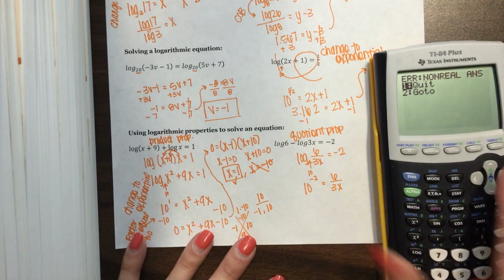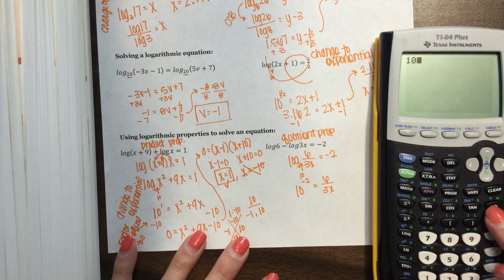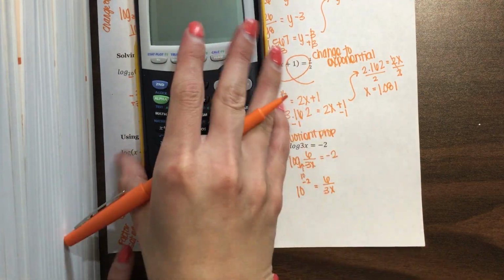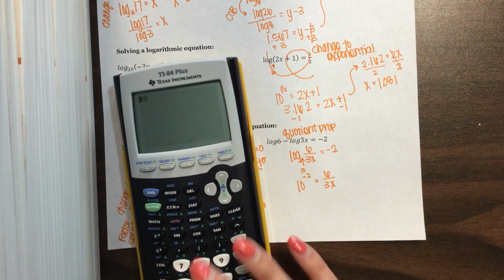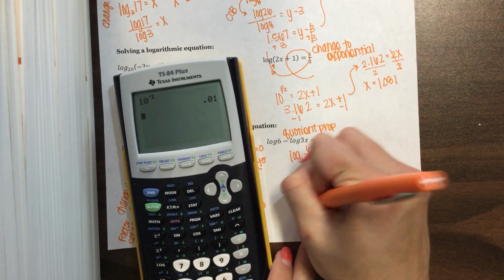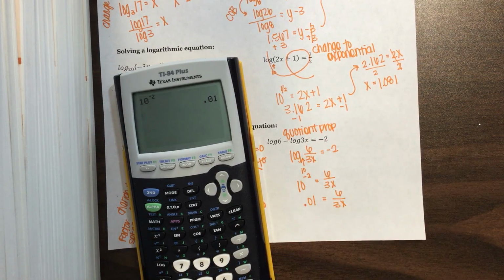Okay, now let's just solve this. So first let's start with solving on this right side. So 10 to the negative second is 0.01. So this is 0.01 equals 6 over 3x.